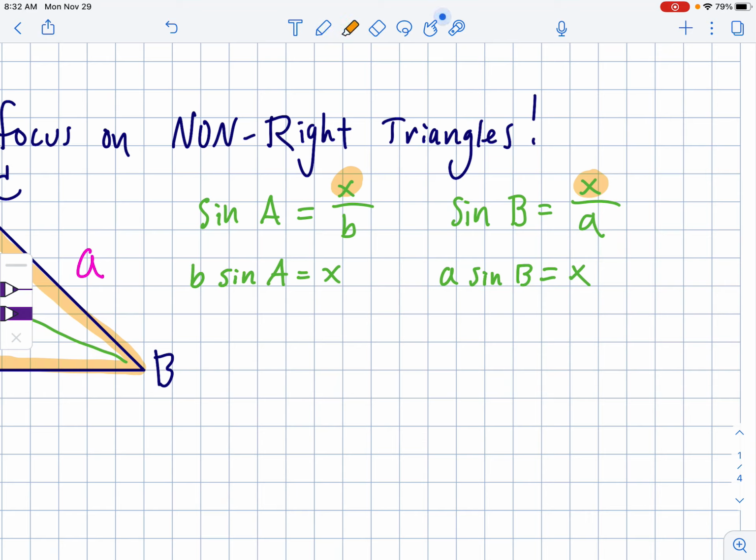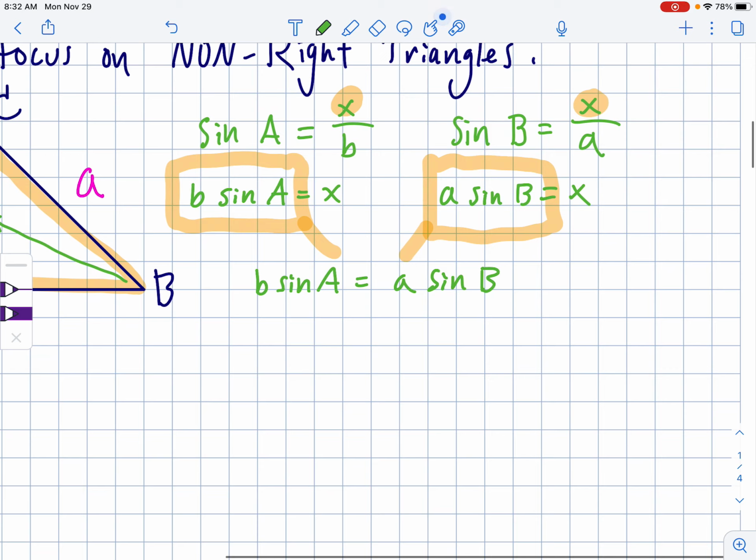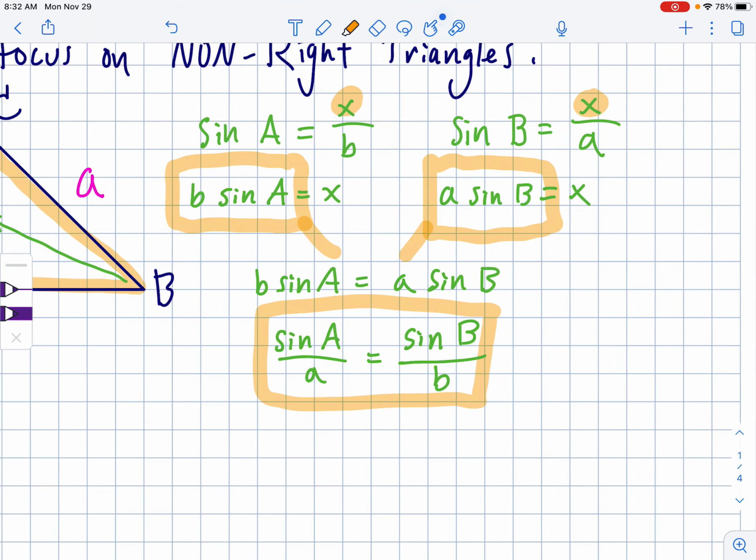Now, if these are both equal to x, that means they must be equal to each other. So b sine a is equal to a sine b. Then if I divide both sides by b and a, we get this relationship. Sine of capital A over lowercase a is equal to sine of capital B over lowercase b. This is essentially the law of sines.